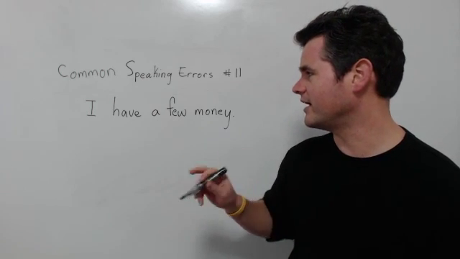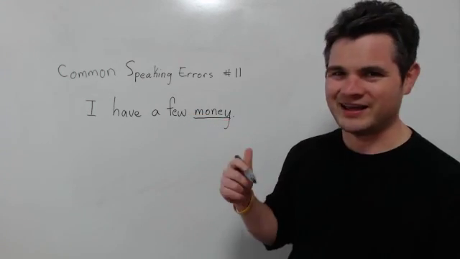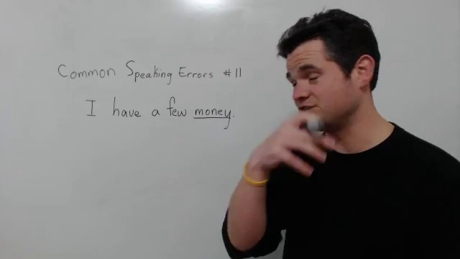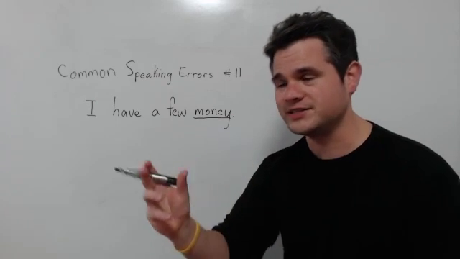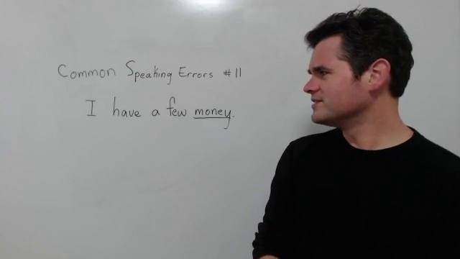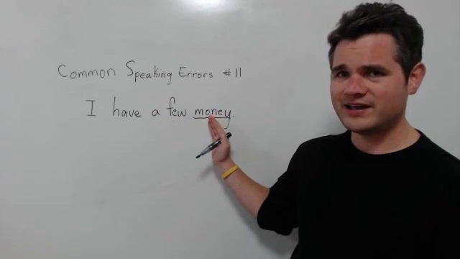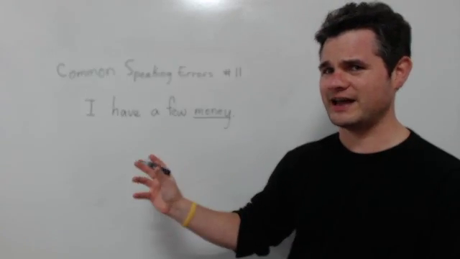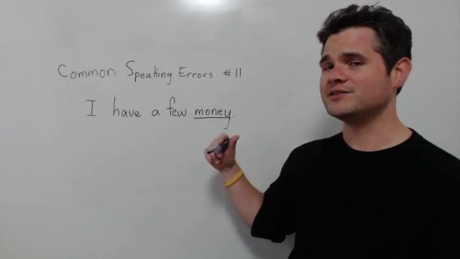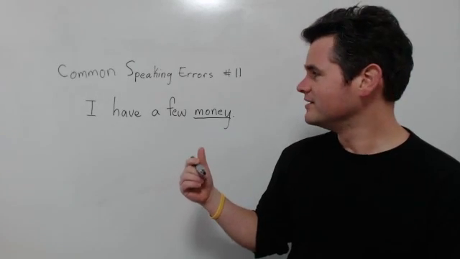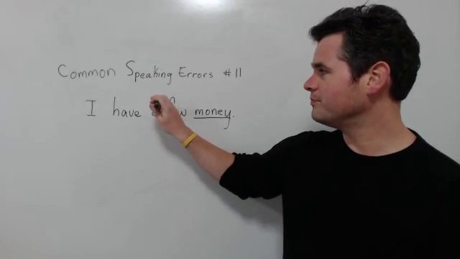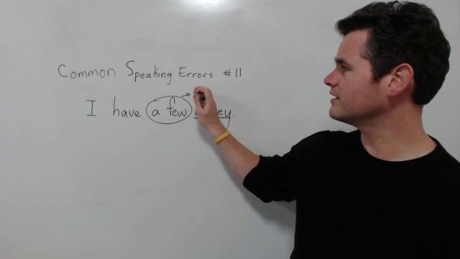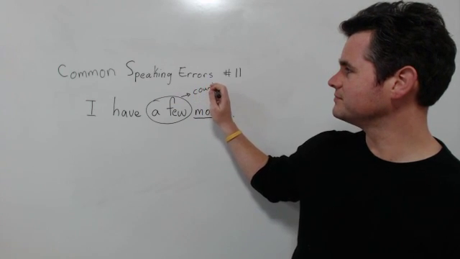So we have to look at our object here, the word money, and I can see why we would use an adjective here, like a few, an adjective that's going to display a quantity. So in this case, with money, I can see how many people would get this mixed up with a countable noun, but money is an uncountable noun. So we cannot use a few, because a few is going to go with count nouns.